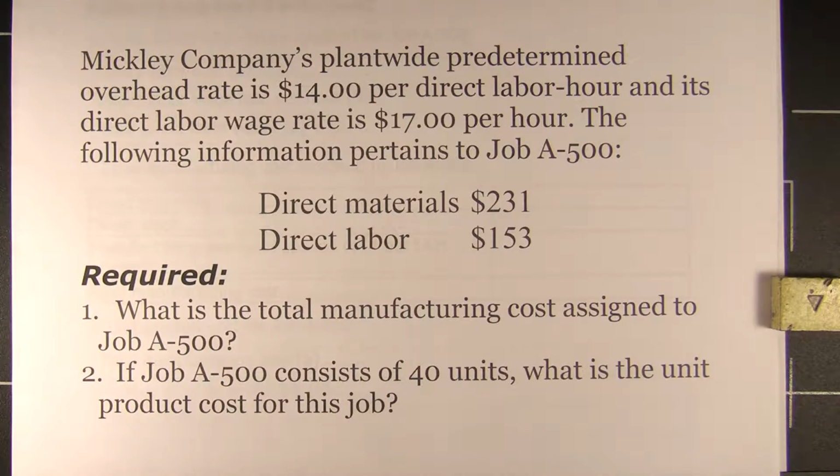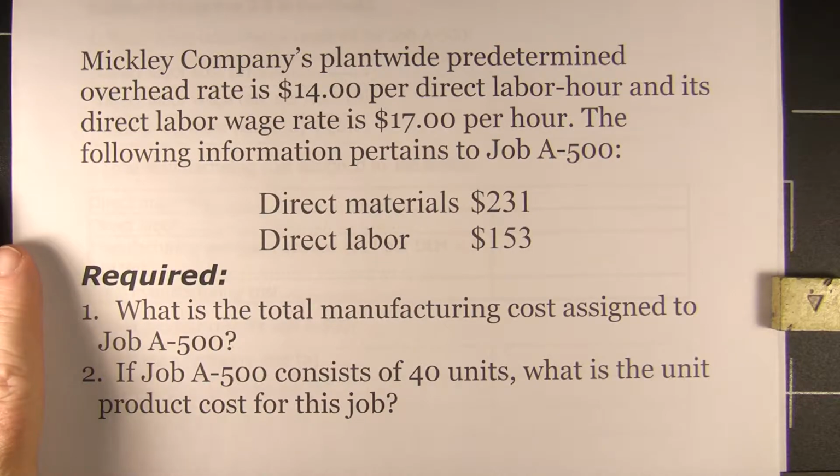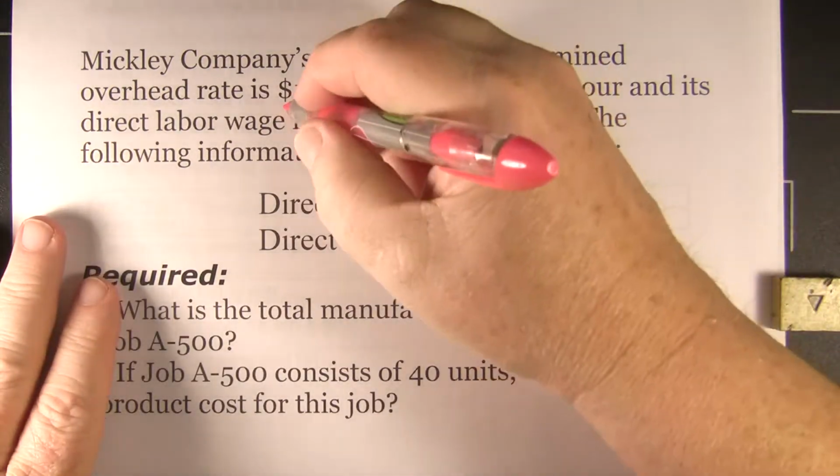Chapter 2, Problem 3, labeled Exercise 2-3 in your textbook, asks you to compute the cost for a job, a batch of things that were made, and there were 40 units in that batch. This is the material that they give us. Let's go through and make sure we know what we're talking about here.